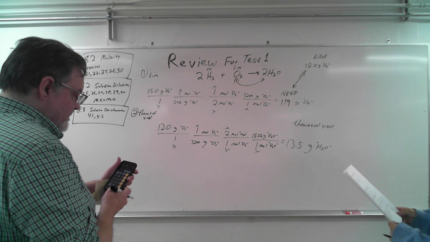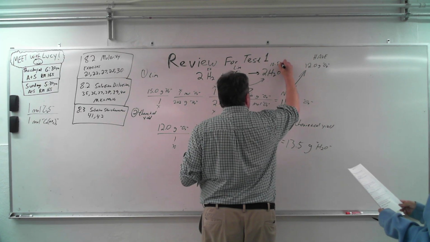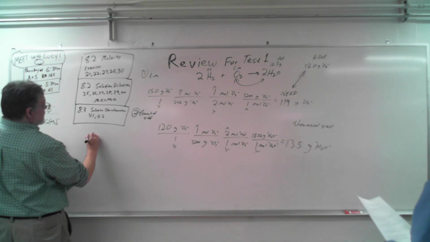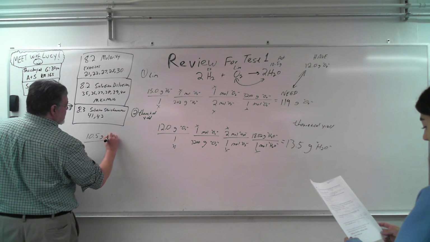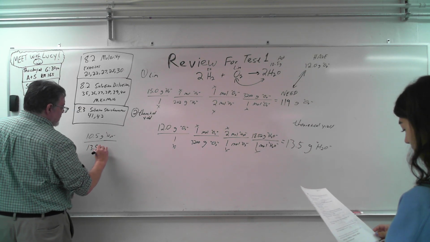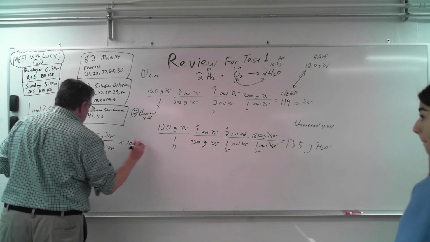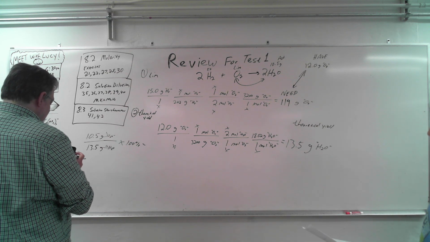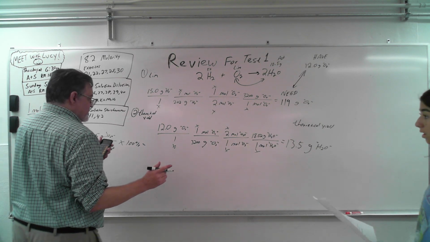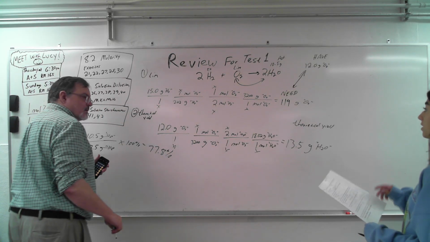And then for the percent yield, it says we have 10.5 grams of H2O. So this is our actual, and that's our theoretical. So it's actual over theoretical times 100. So 10.5 grams of H2O over our theoretical of 13.5 grams. These will cancel. So 10.5 divided by 13.5 equals that, times 100. Did you calculate that? I got 77.8. Okay, that makes sense. Good.